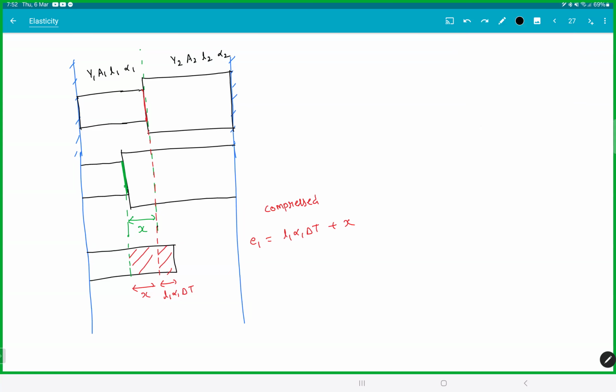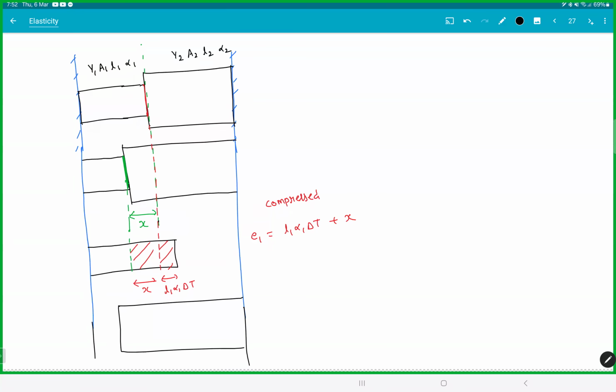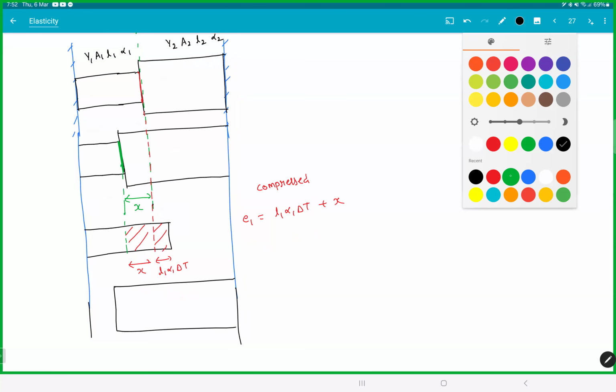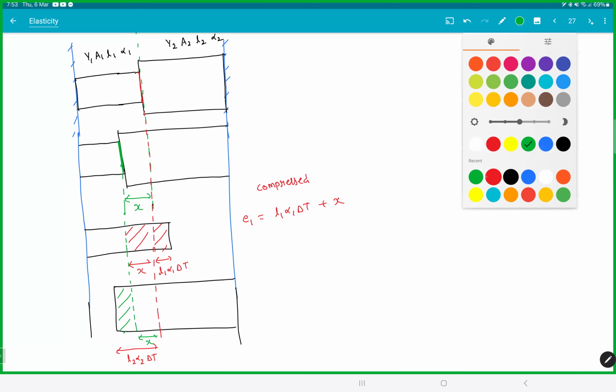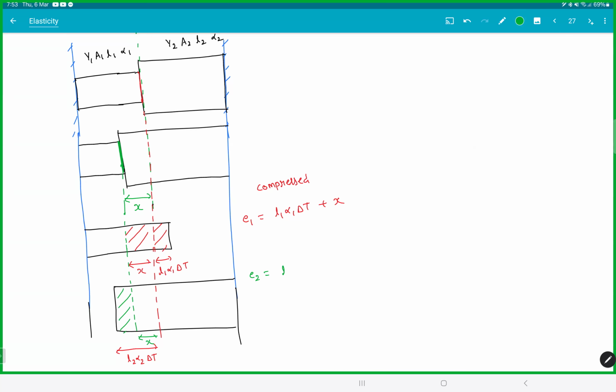Similarly, if the left rod is not there, what would the right rod do? If the left was not there, the right also would have been expanded like this. So this will say, I would have been L2 alpha 2 delta T, but because of the left rod, it did push me a bit. I had to settle down here. This was X, so this part got compressed. Both the rods are compressed, which is L2 alpha 2 delta T minus X.